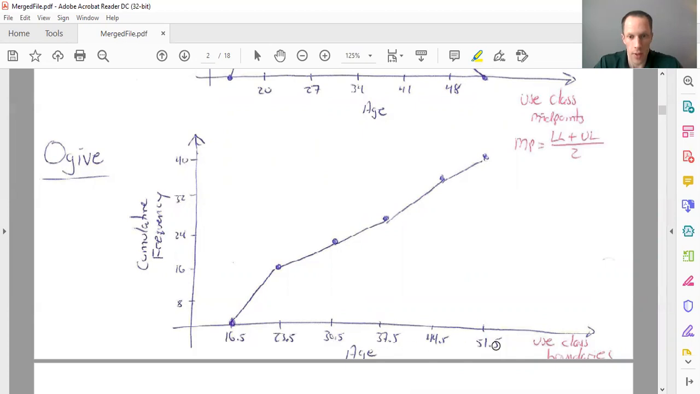So you put all your boundaries here, and then if you remember, we said how many people are less than 16.5 years old? Well, that was nobody. So that dot goes to 0. How many people are less than 23.5? Well, that was everybody in the first class.